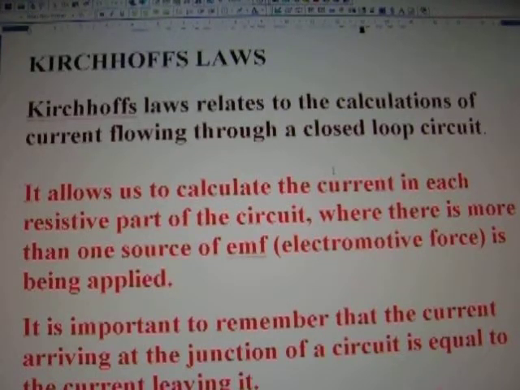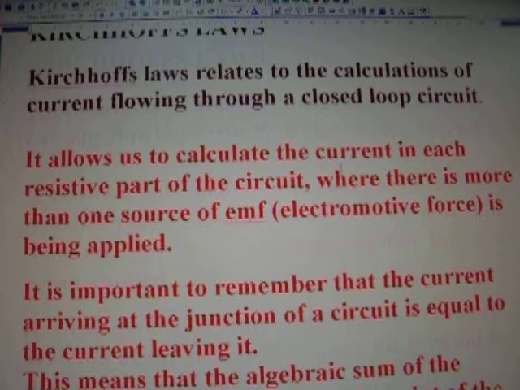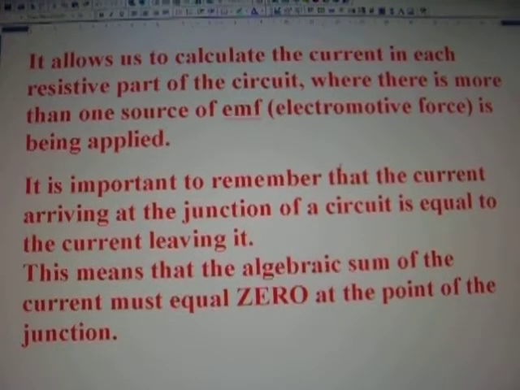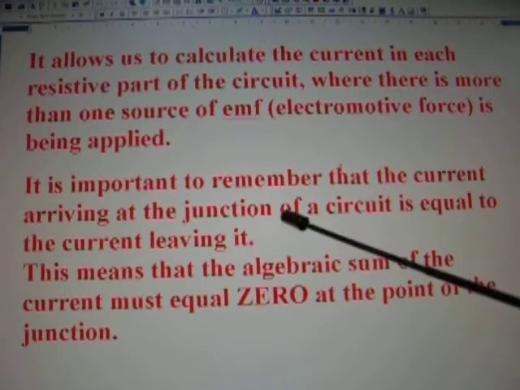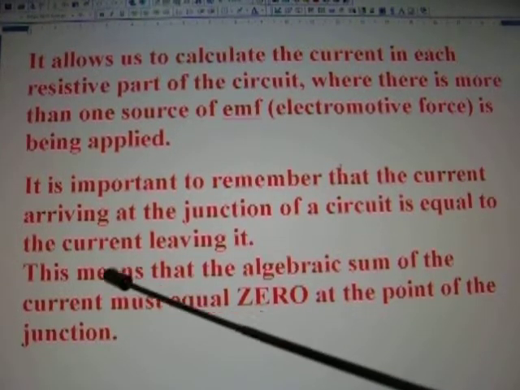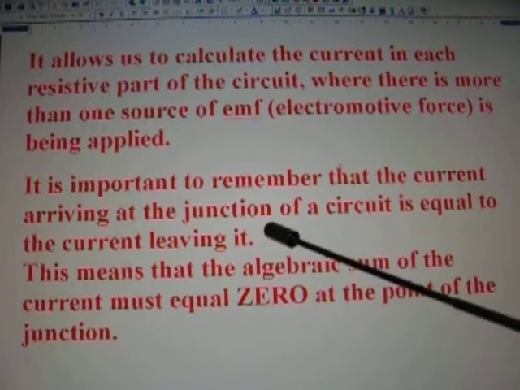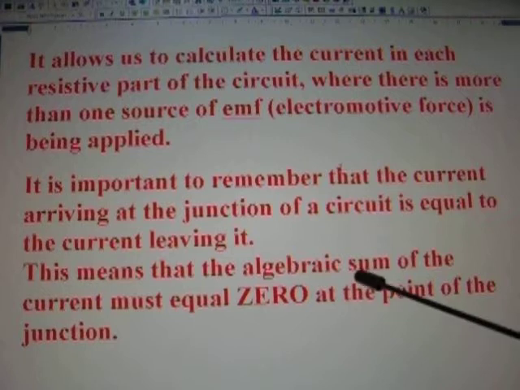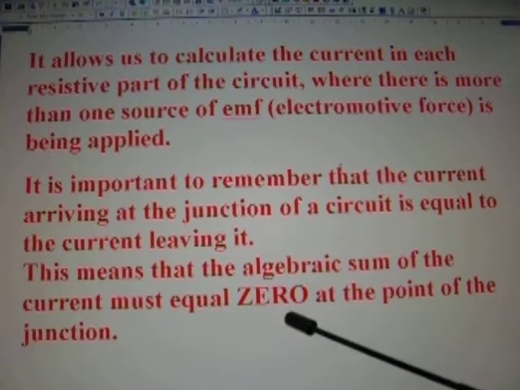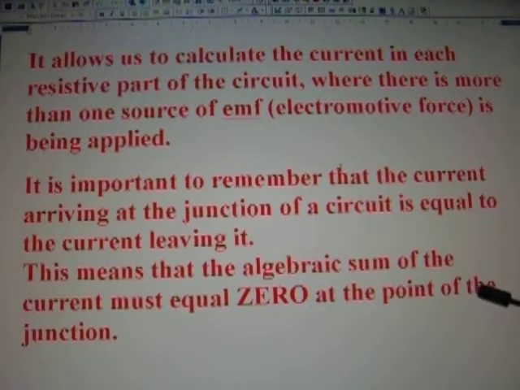But for now, we need you to understand how the laws are applied and how to set about applying and resolving for the purpose of calculations. It is important to remember that a current arriving at a junction of a circuit is equal to the current leaving it. This means if you have 5 amps arriving at a junction, you must have 5 amps leaving it. This means that the algebraic sum of the current must equal 0 at the point of the junction.